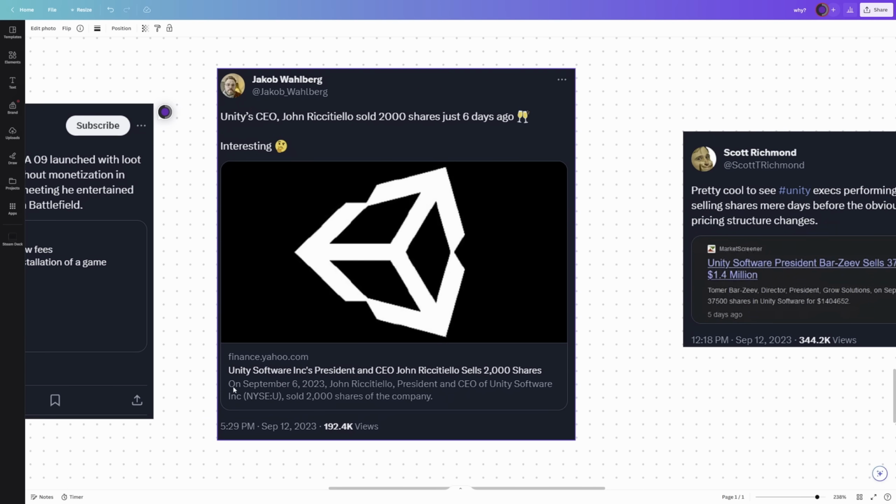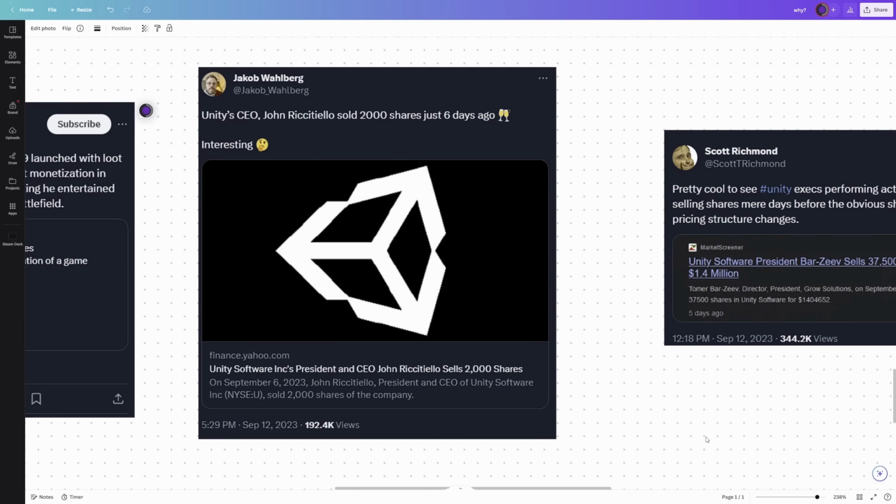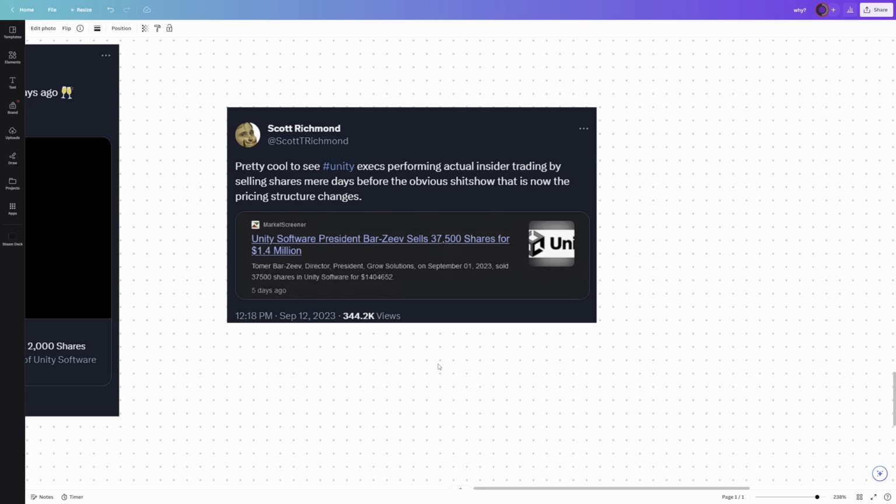Unity CEO John Riccitiello sold 2,000 shares of Unity just 6 days ago. So could this be insider trading? Pretty cool to see Unity execs performing actual insider trading by selling shares mere days before the obvious shit show that is now the pricing structure changes.